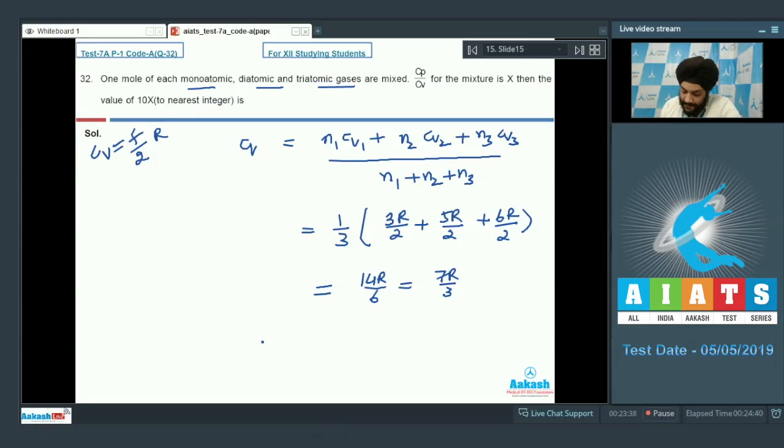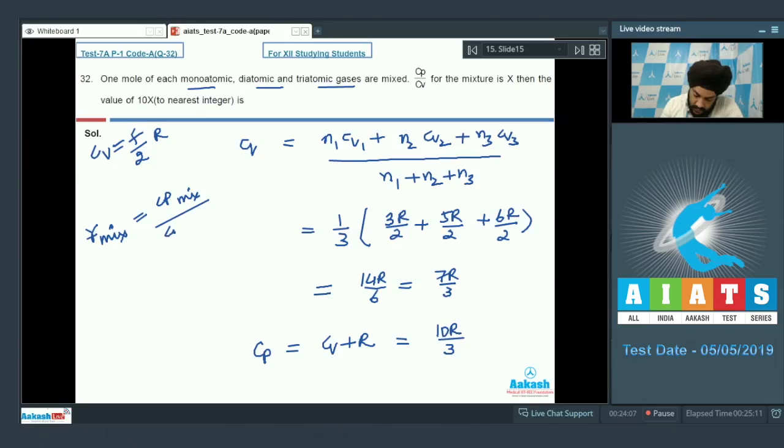Now students, if we talk about the Cp of the mixture, the Cp will be equal to Cv plus R, as the average number of moles of gas is 1. So this will be equal to 10R by 3. So now if we talk about the gamma for this mixture, the gamma mixture will be given by Cp mixture by Cv mixture. So we can now have the value of the Cp by Cv of the mixture. So the Cp value is 10R by 3 and the Cv value is 7R by 3. So this is a value equal to 10 upon 7.